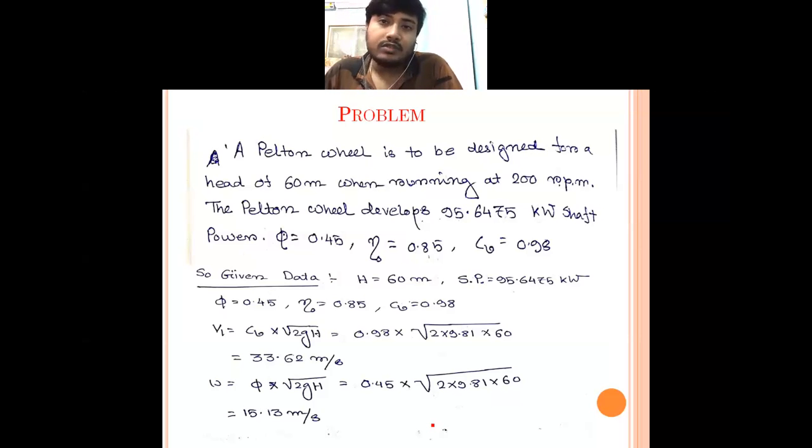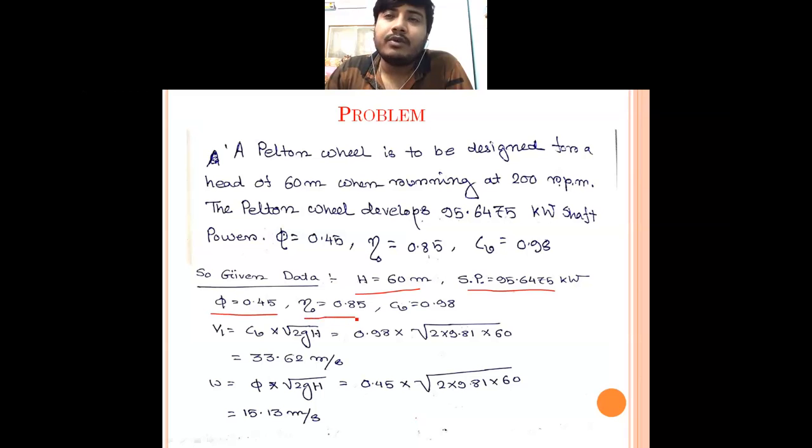Okay, so we'll solve the problem. Now first we have to see what are the data given. So first data given is h. So h is equal to 60 meter. Shaft power is given as 95.6475 kilowatt. Phi is given, speed ratio is given as 0.45, overall efficiency is given as 0.85, and CV, coefficient of velocity, is given as 0.98.